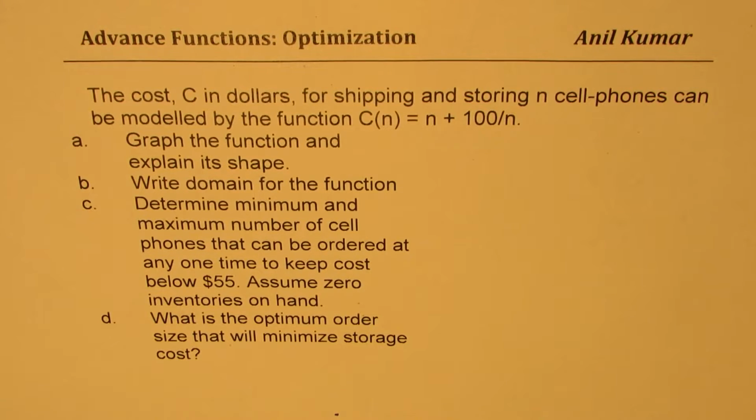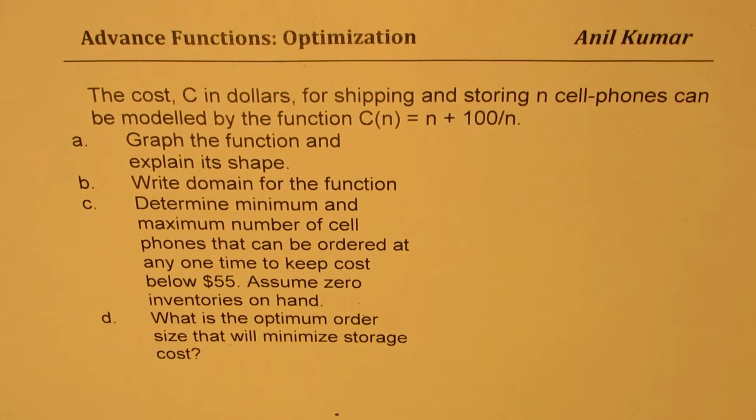Here is an application question for you. The cost C in dollars for shipping and storing n cell phones can be modeled by the function C of n equals n plus 100 over n. Graph the function and explain its shape. Write the domain for the function.